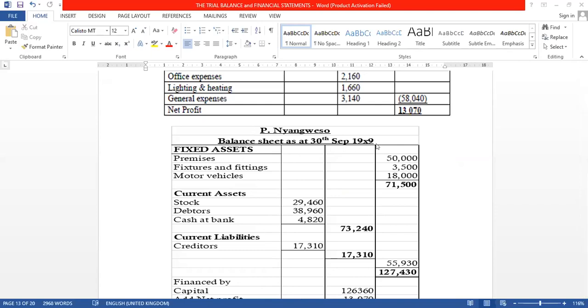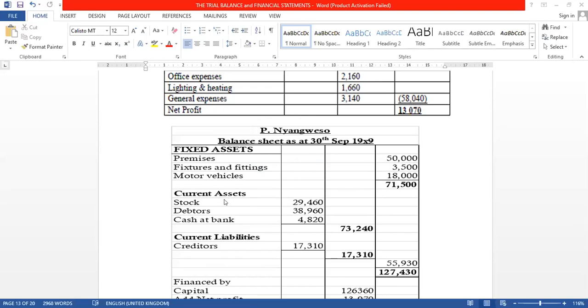Balance sheet is at 30th September 1999. And we start by recording the fixed assets, or what we have called non-current assets. From the information that was given for Pinyangweso, we have premises at 50,000, fixtures at 3,500, and motor vehicles at 18,000. That gives us a total of 71,500. You can confirm that.